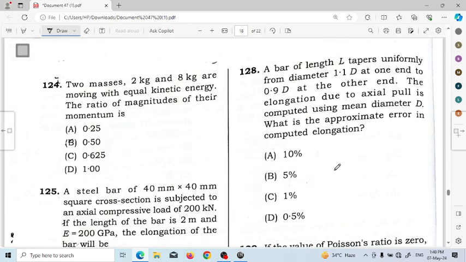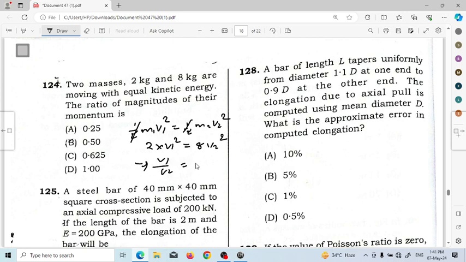Next, question number 124. Two masses of 2 kg and 8 kg are moving with equal kinetic energy. The ratio of the magnitude of the momentum. So the kinetic energy is equal. That means half m1 v1 square is equal to half m2 v2 square. Half cancels. m1 is given 2 and m2 is 8, so v1 by v2 is equal to 8 by 2, which is 4. Square root of 4 is 2. So v1 by v2 is equal to 2.